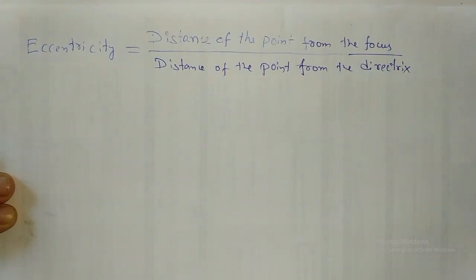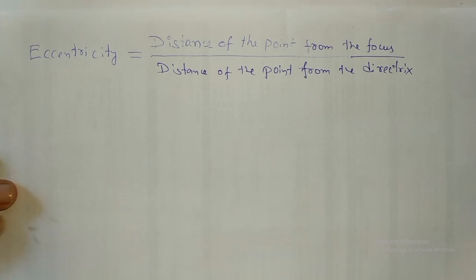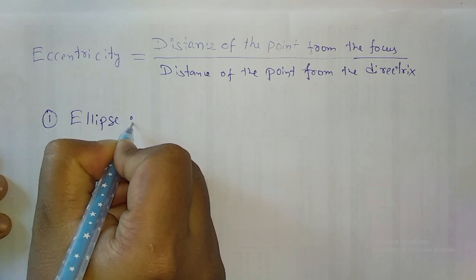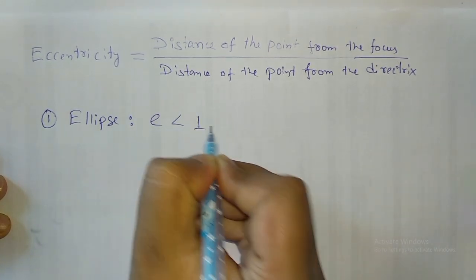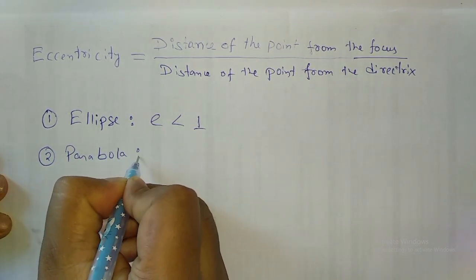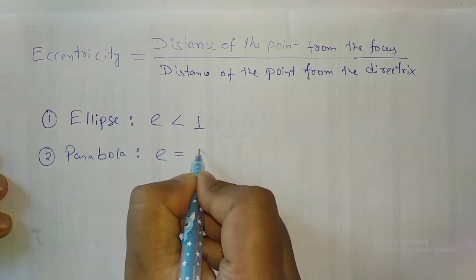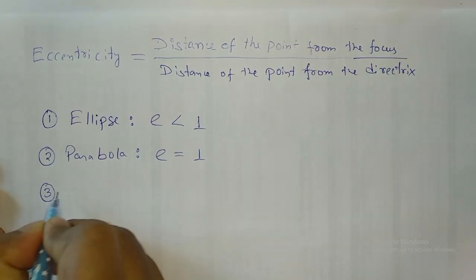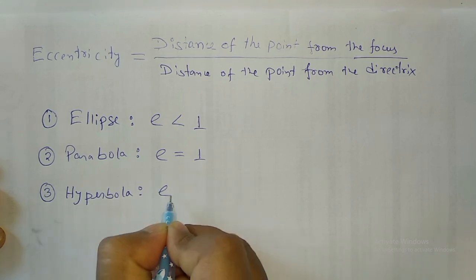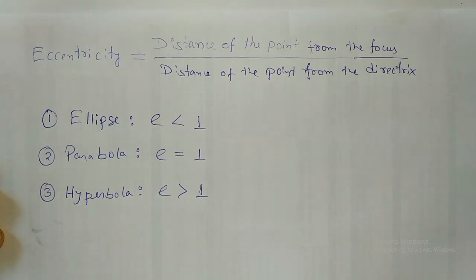Eccentricity is the ratio of the distance of the point from the focus divided by the distance of the point from the directrix. This is called eccentricity. For an ellipse, eccentricity is less than 1. For a parabola, eccentricity is equal to 1, and for a hyperbola, eccentricity is greater than 1. So this is regarding eccentricity.